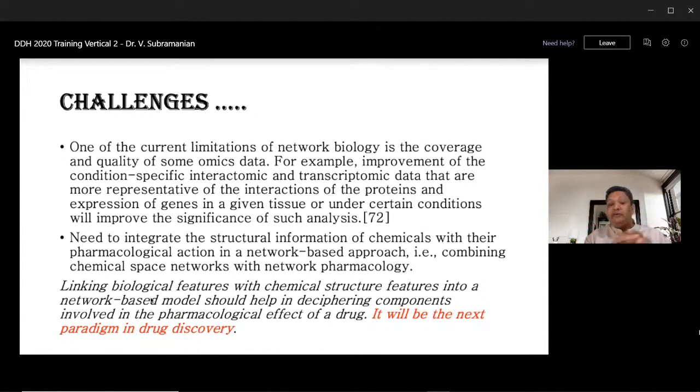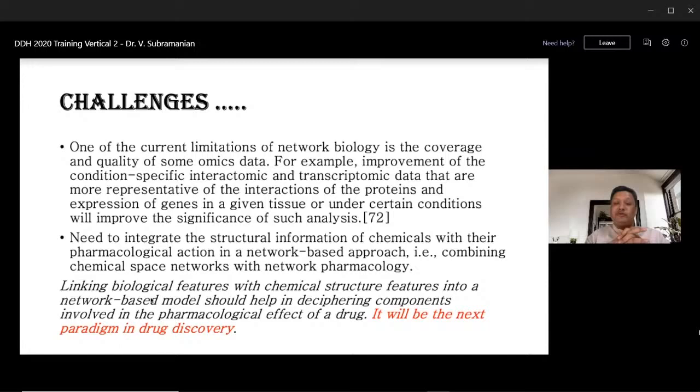So based on that, the more specific omics data we have, the better the prediction results will be. That is one challenge. We have to gather that data. For our population particularly, we are lacking that data. We need that data. Then we need to integrate the structural information of chemicals with their pharmacological action in a network-based approach.